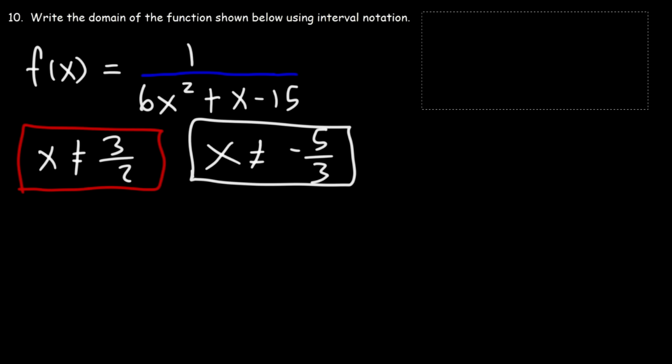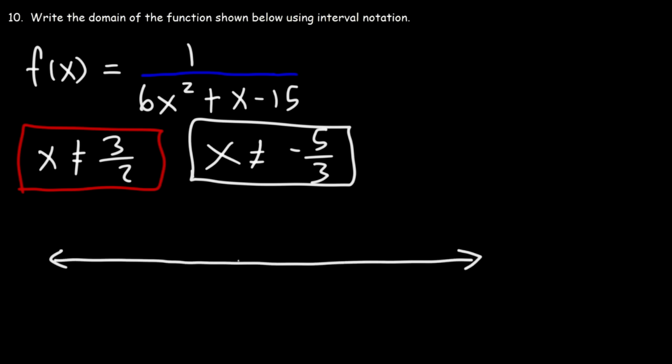So now that we know the x values that lead to the function being undefined, how can we take this information and write the domain using interval notation? What I recommend is the number line. So let's put 0 first, and let's put the other x values that we have. Negative 5 over 3 is to the left of 0, and positive 3 over 2 is to the right of it. And don't forget to put positive infinity on the right, negative infinity on the left.